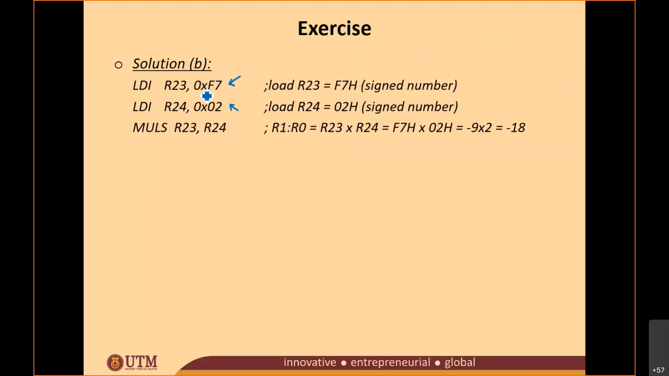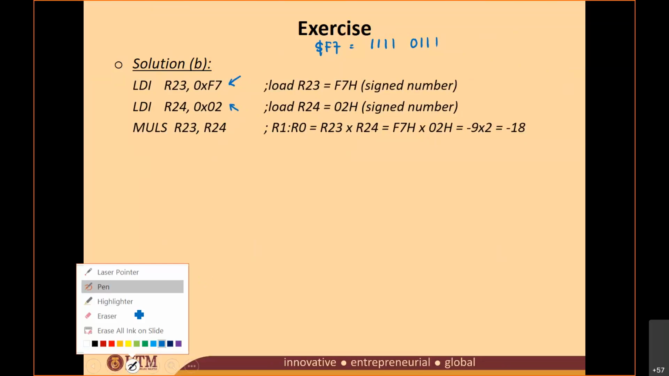Okay, first, let's look at the F7. To check whether this is a positive or negative number, what are you going to do? Okay, convert to binary. Right? So F7 converted to binary, you get 1, 1, 1, 1 and 0, 1, 1, 1. This is F7.